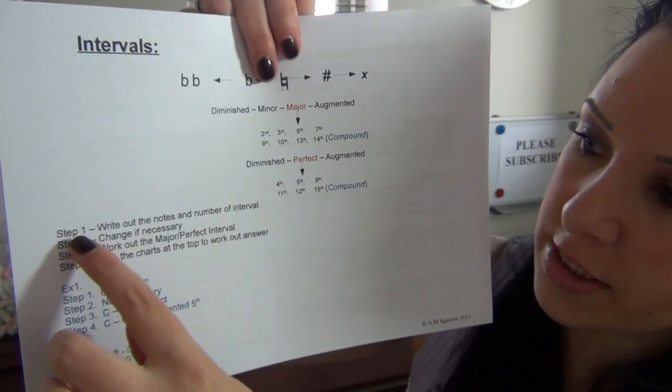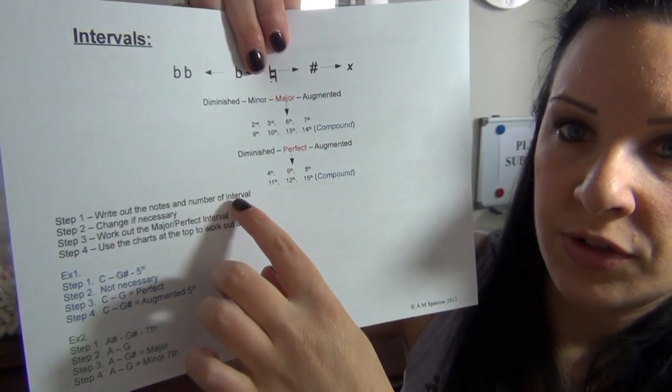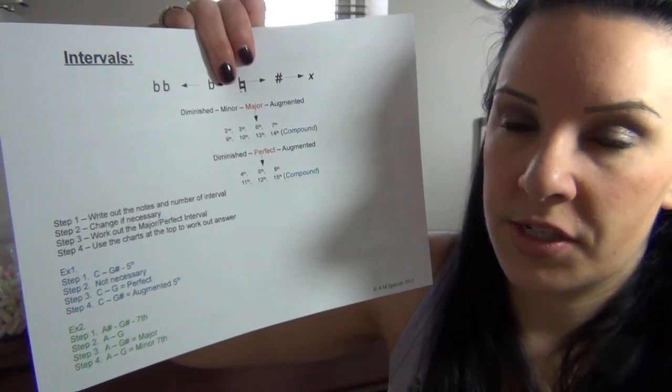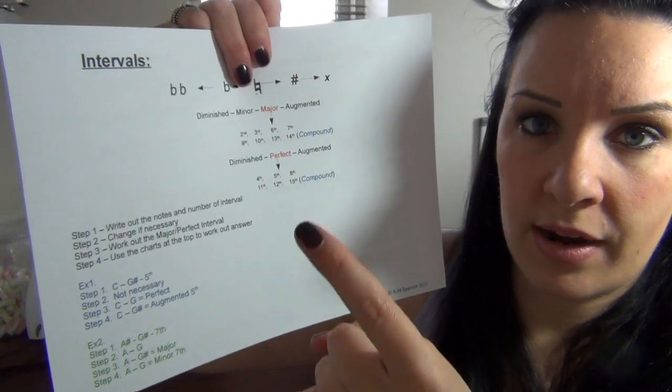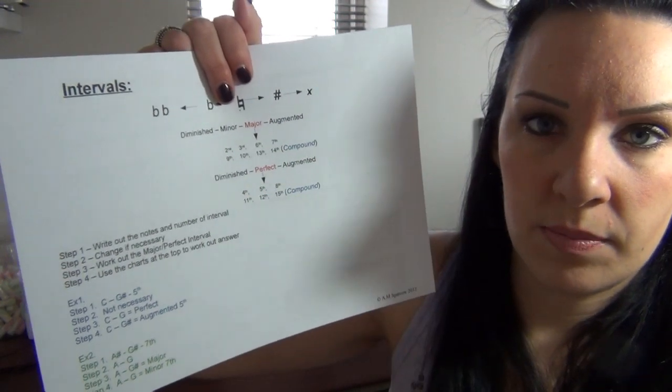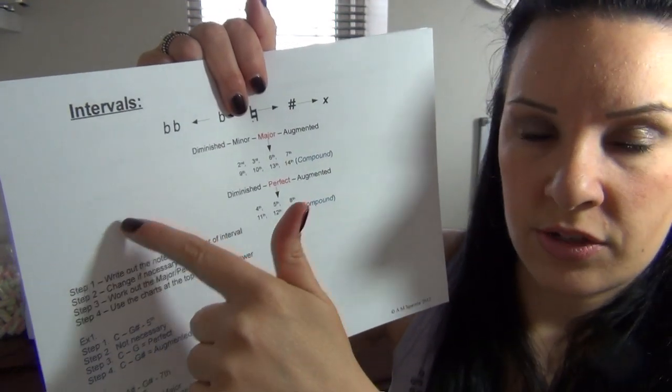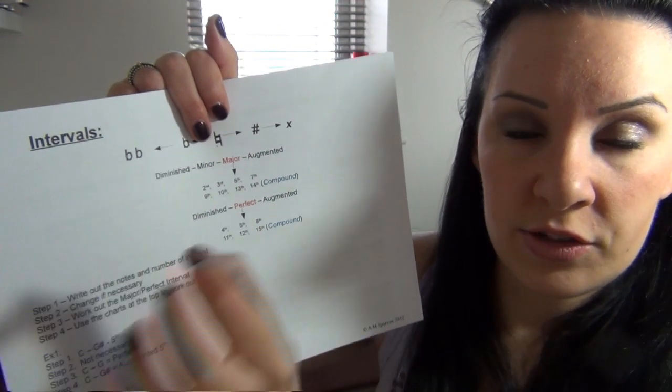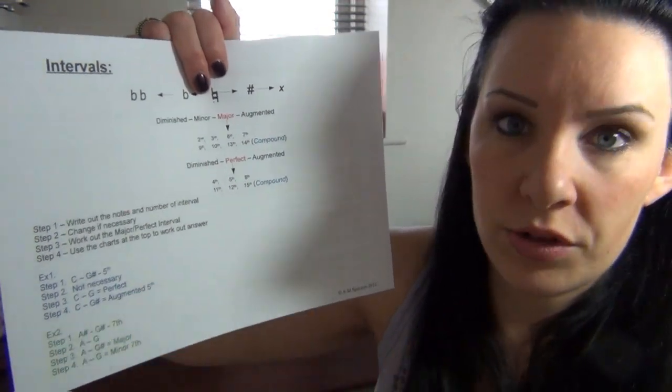So if you were working out your intervals, I have a sort of 4-step process for working out these intervals. If you can go through your 4 steps, then you limit the amount of mistakes that you actually make. So starting with step 1, write out the notes and number of the interval. So that's just writing out your example. If you've got, I don't know, B to F sharp, write out B, F sharp, and then the number of the interval: B, C, D, E, F, so that would be a fifth. So B to F sharp, fifth. So that's your question. You're writing out the question in a sense, what you see.